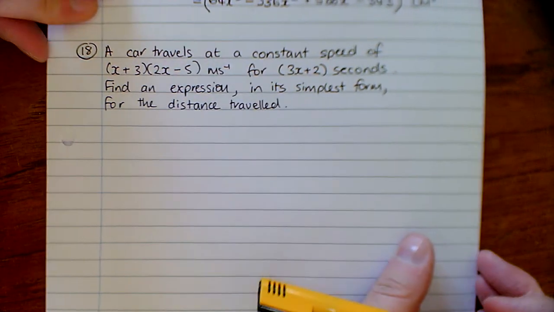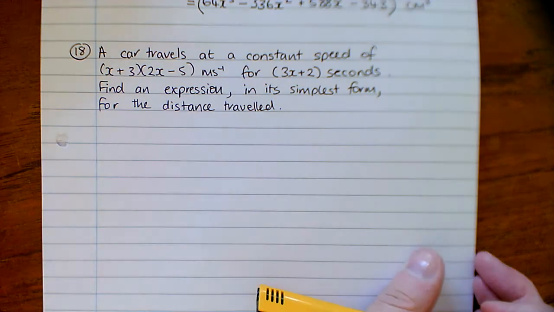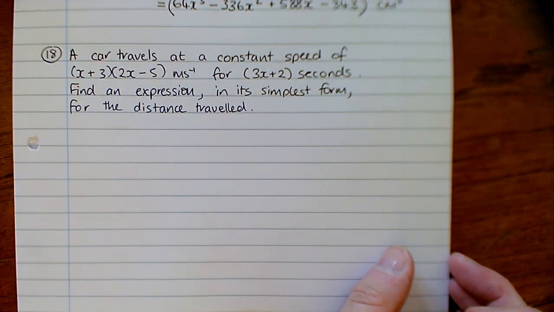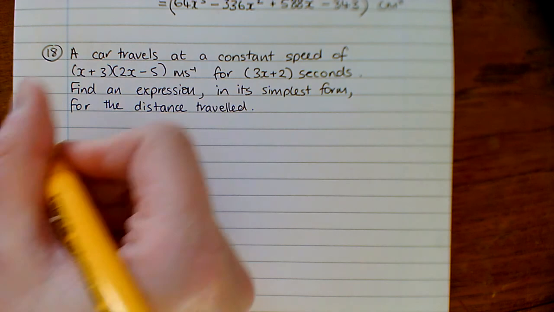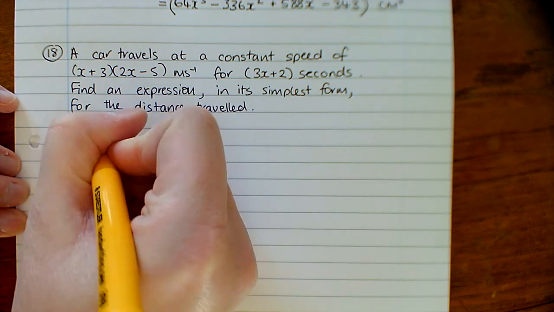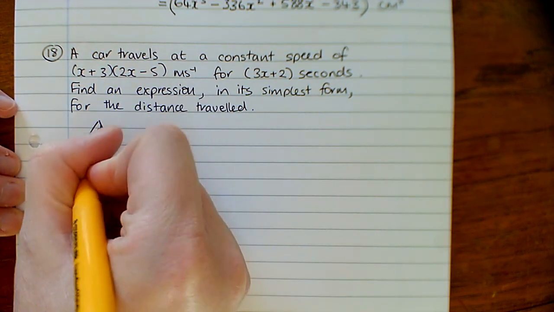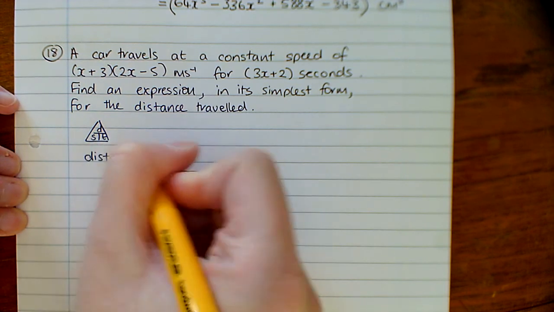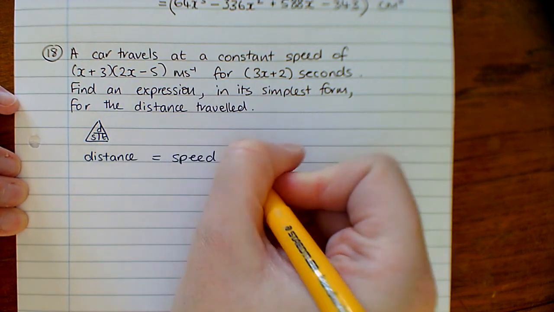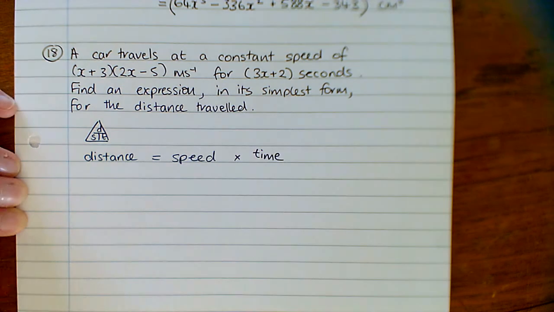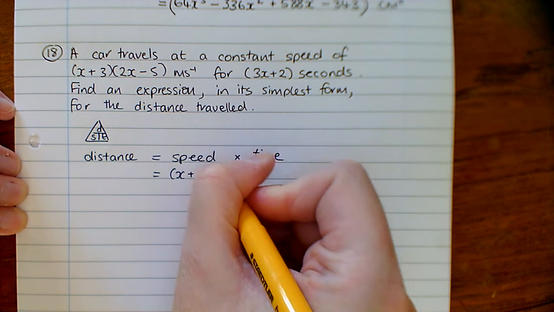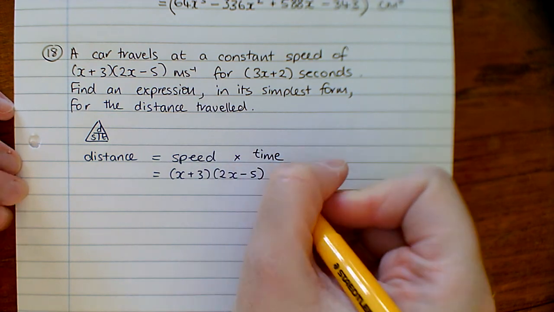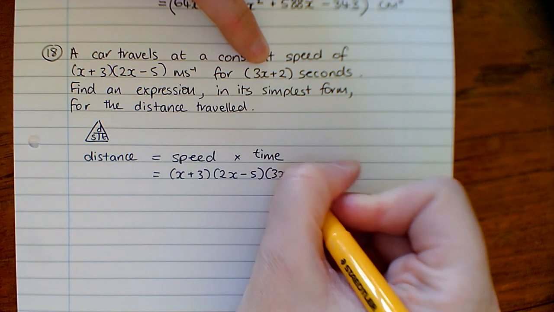Okay, question 18 then. A car travels at a constant speed of x plus 3 upon 2x minus 5 metres per second for 3x plus 2 seconds. Find an expression in its simplest form for the distance travelled. So we know that speed equals distance over time. So to get distance, it's speed multiplied by time. So our speed is x plus 3 upon 2x minus 5, and our time then 3x plus 2.